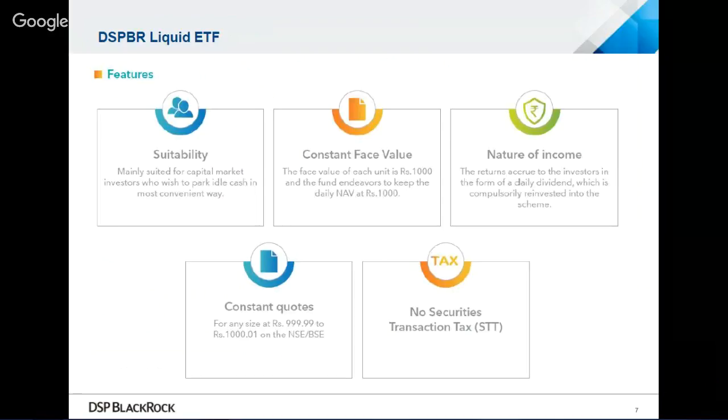However, for efficiency and ease of operational aspects, the units are credited to your demat account once in 15 days. On the exchange, you can buy and sell in whole units, as the minimum is one, like I mentioned previously. Now, in case of fractional units, which you may receive as part of interest accrual, you can always approach the fund directly to redeem such units. There is no securities transaction tax since this is a debt product. And the returns, like I mentioned, is in the form of daily dividend, which is compulsorily reinvested into the scheme. So that is largely what the product is about. And we are happy to take any questions that you may have regarding this.